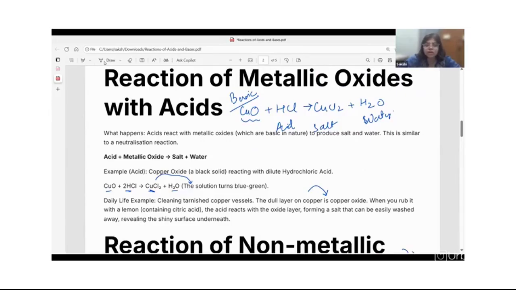Next is reaction of metallic oxides with acids. So we know that metal oxides are basic in nature, right? And non-metal oxides are acidic in nature. So acid and base, again, neutralization reaction, so salt and water are formed.